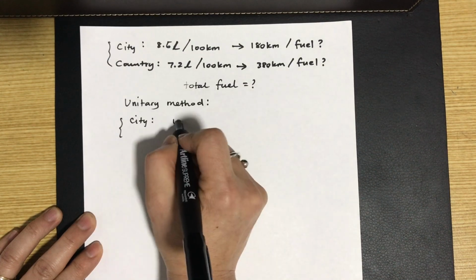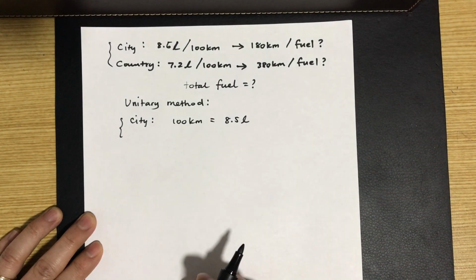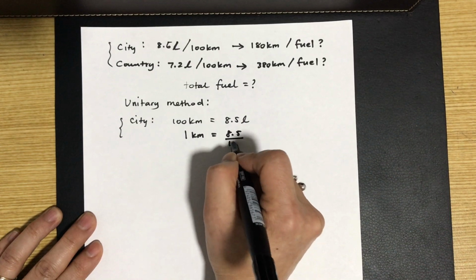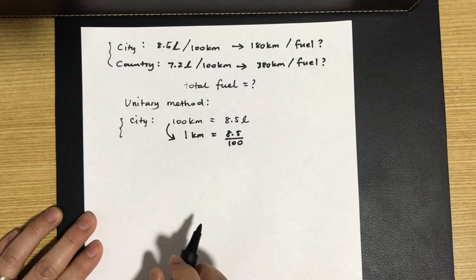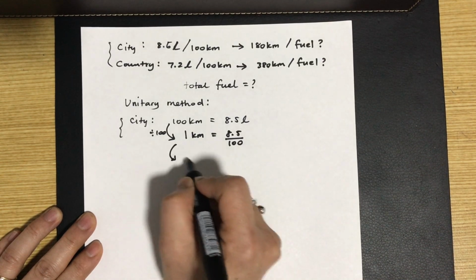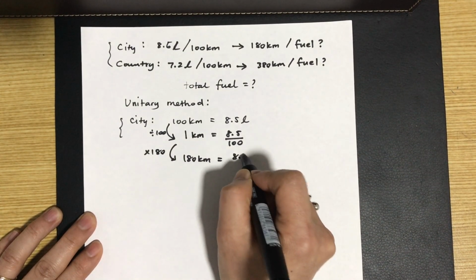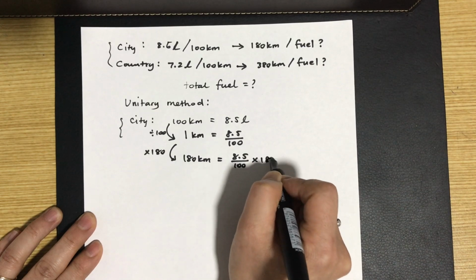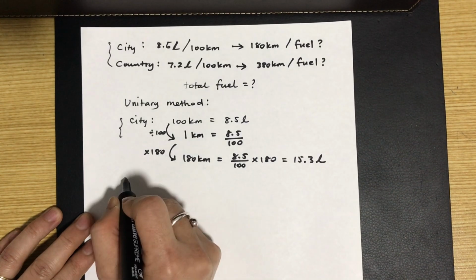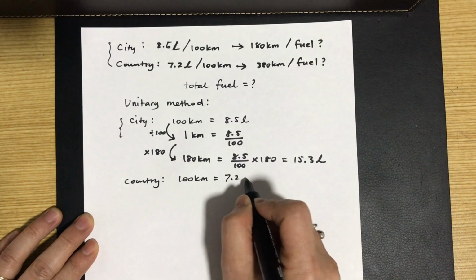So city, every 100 kilometres, I'm using 8.5 litres of fuel. How much fuel do I use for 1 kilometre? 8.5 divided by 100. Yeah, because to get to the 1, you divide it by itself. And then I want this to be 180 kilometres. Okay, times by 180. So 8.5 over 100 times 180. That'll give me 15.3 litres.